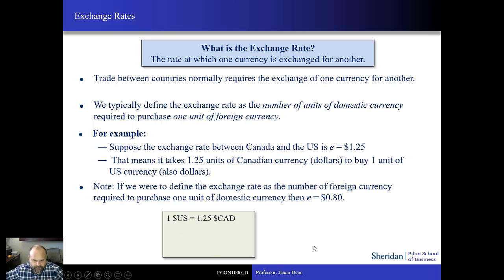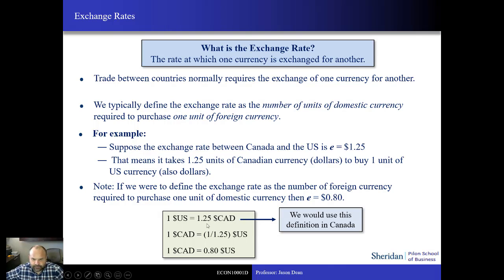Now, we can just rearrange this. We can divide both sides by 1.25, and if we do that, we will get just a 1 here, and then this will be 1 divided by 1.25. And so I've just switched this around here. So 1 Canadian dollar then would be equal to 1 divided by 1.25 US dollar. And the 1 divided by 1.25 is 0.80, and that's where we're getting this 0.80 from. So in Canada, we would use this definition, and the US would use this definition. Because again, we typically look at the exchange rate in terms of our own country, and we define it as how much of our currency we need to give up to get the other currency.